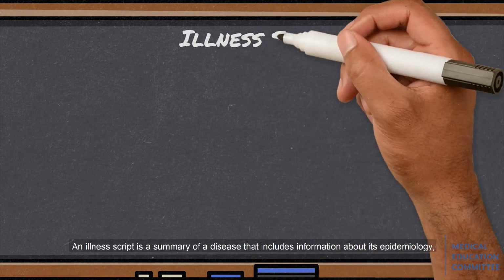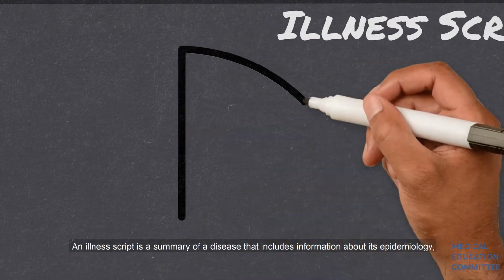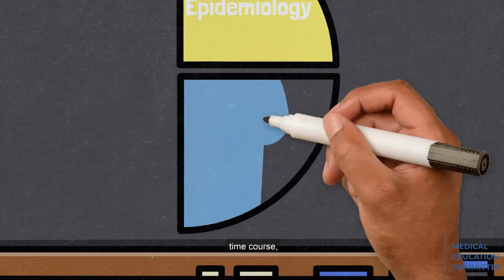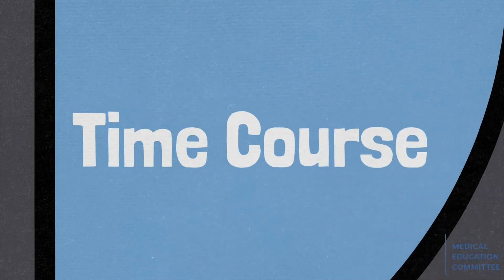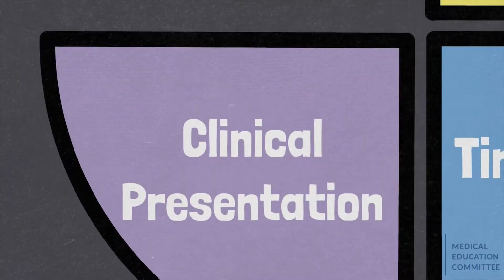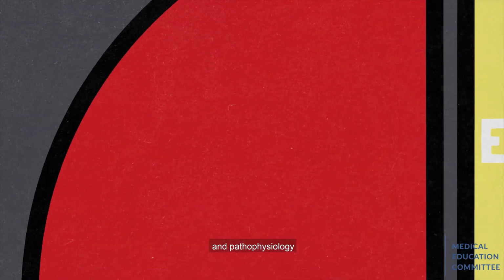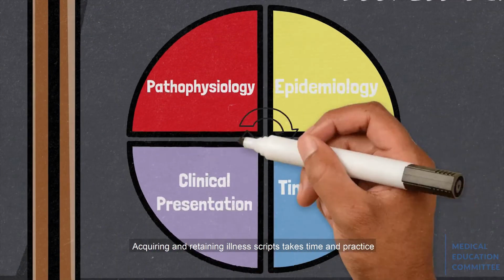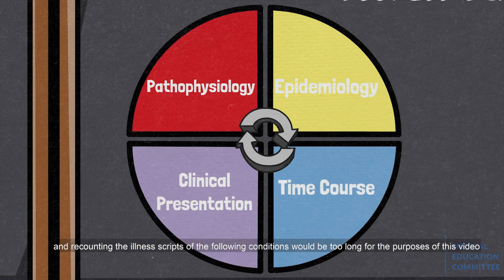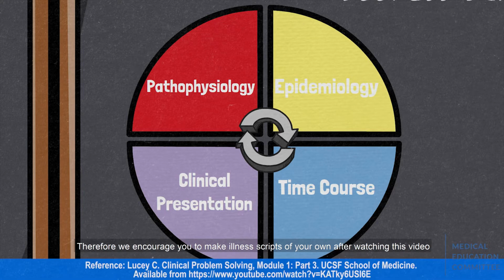An illness script is a summary of a disease that includes information about its epidemiology, time course, clinical data, and pathophysiology. Acquiring and retaining illness scripts takes time and practice, and recounting the illness scripts of the following conditions would be too long for the purposes of this video. Therefore, we encourage you to make illness scripts of your own after watching the video.